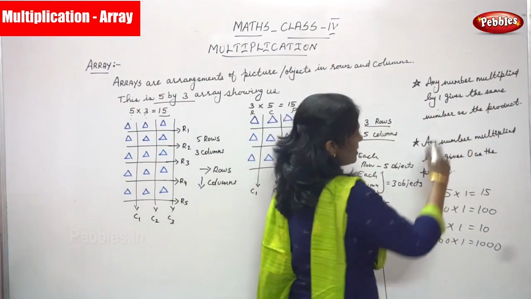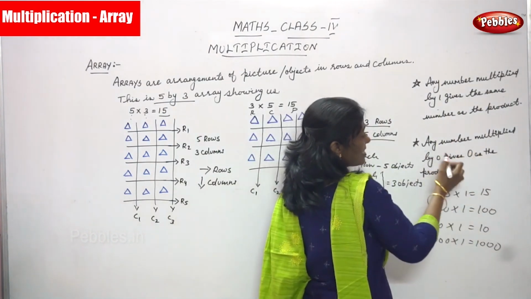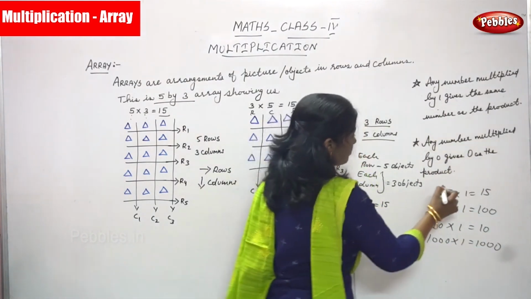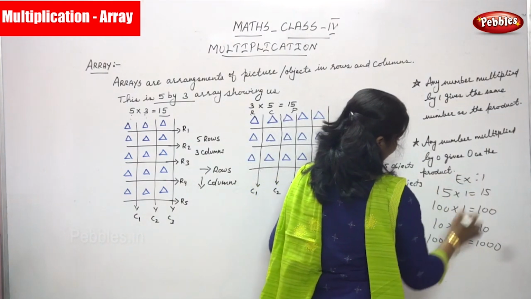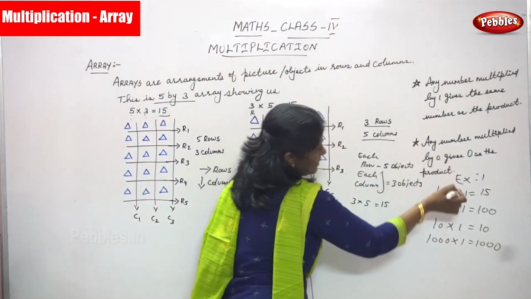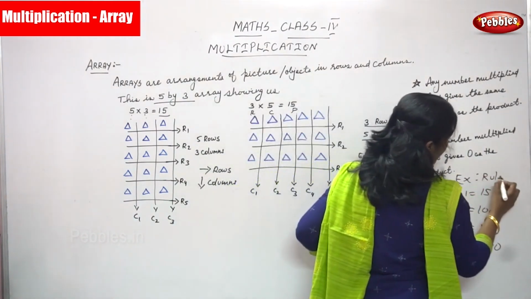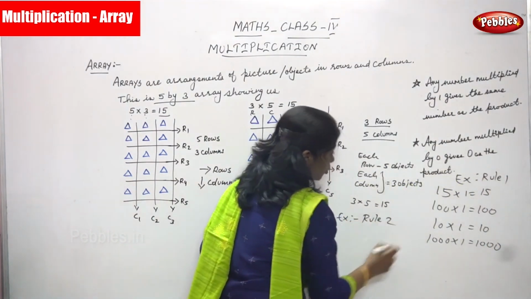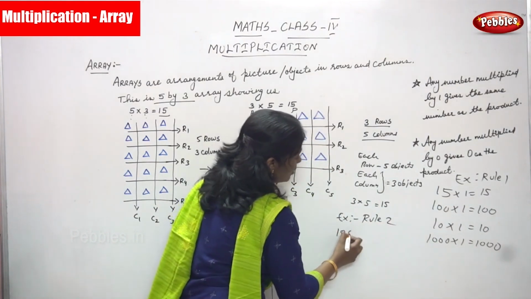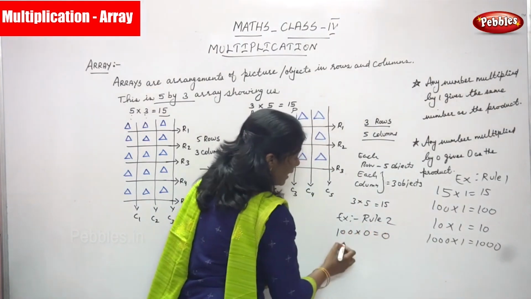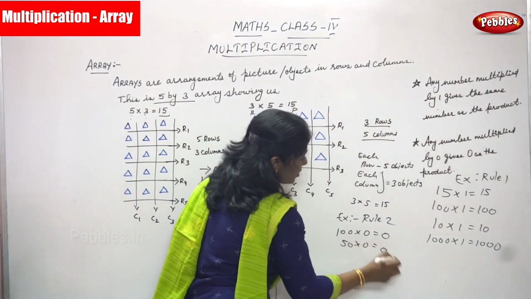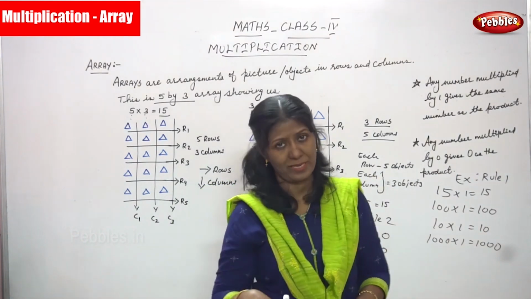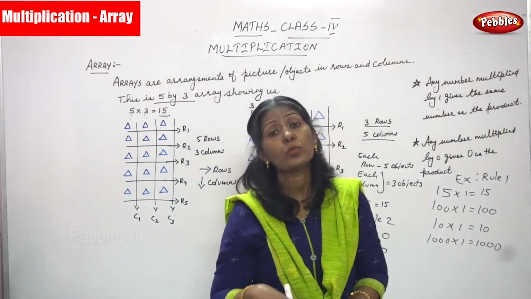Next, any number multiplied by 0 gives 0 as the product. For example, 100 into 0. This is the example for rule 1 and example for rule 2. That is rule 2. For example, 100 into 0 you can get what? 0, and 50 into 0 you can get what? 0. Any number multiplied by 0 you can get only 0 as a product. This is rule 2. So these are the rules of multiplication.